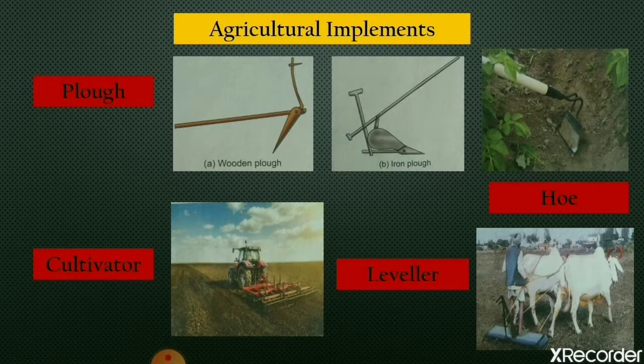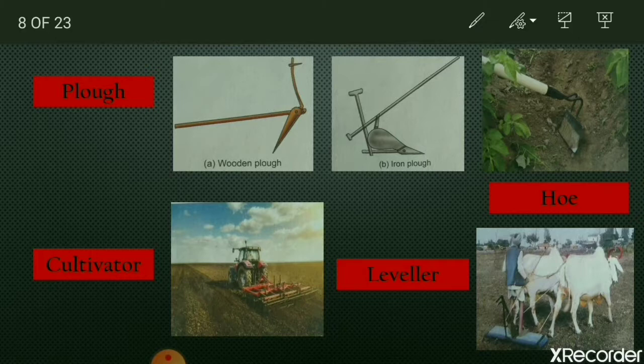So here we will study many types of agricultural implements. First of all, the first agricultural implement is plow. All of you know about plow, in Hindi it is called hal. Plow is used for plowing the field, and it is made up of wood or iron. You can see this is the wooden plow and this is the iron plow.